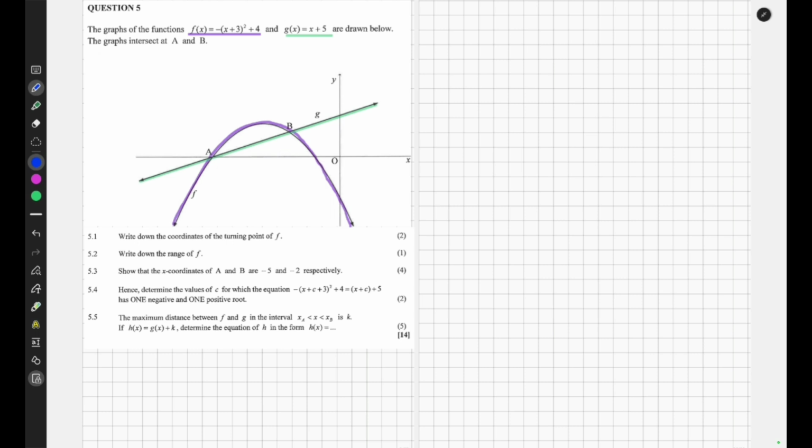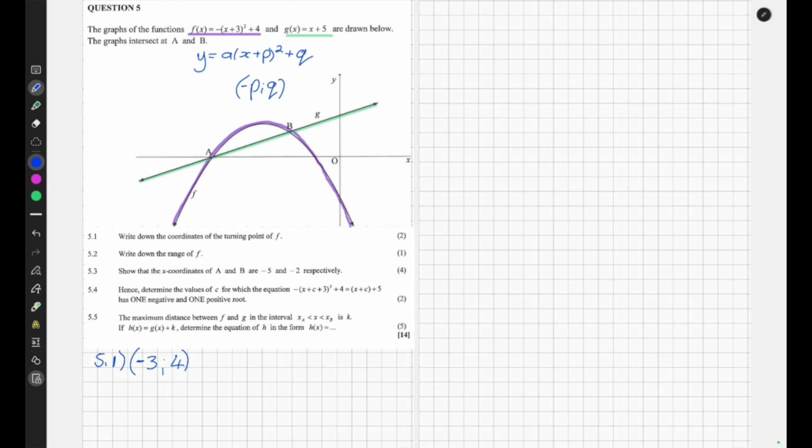Question 5.1, write down the coordinates of the turning point of f for 2 marks. So remember, there are a few possibilities for the equation of a parabola. This specific one, the purple equation that I highlighted, is written in the turning point format. In the turning point format, y is equal to a(x plus p) squared plus q, and the turning point would be minus p and q. So the turning point of this graph would be at negative 3 and 4. And I get a mark for each one of the coordinates.